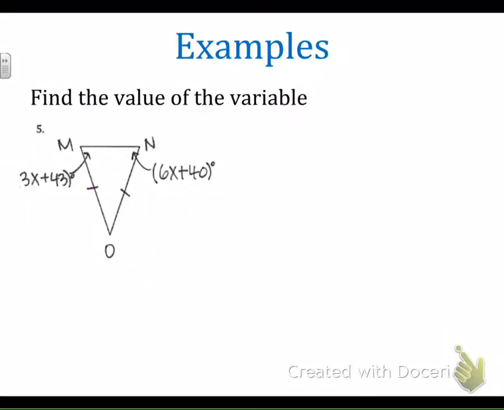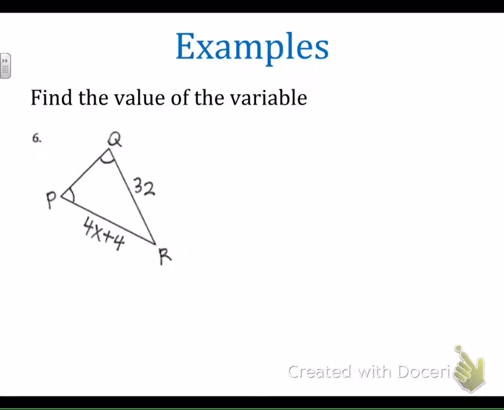Alright, we're going to skip this one. You just set them equal to each other. 4x plus 4 is equal to 32.